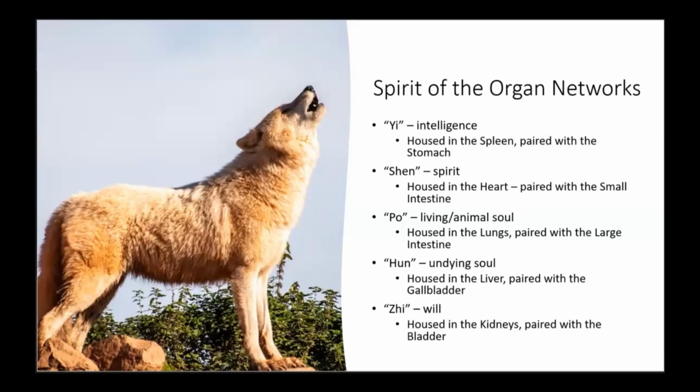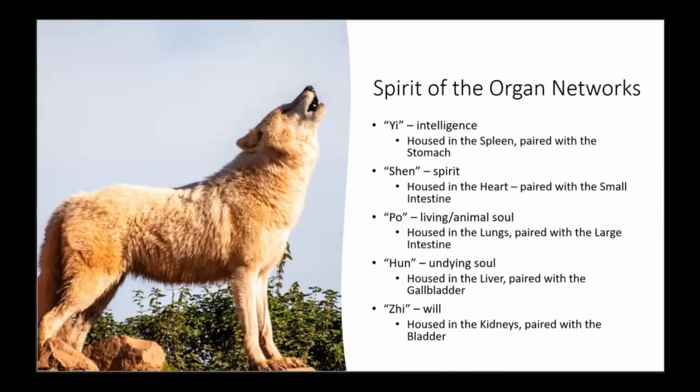That's it. End of my life, right? It's so direct. And so this mortality, this constant breath, the animal part of us that constantly keeps us breathing, keeps us alive, keeps that oxygen in our tissues, that's housed in the lungs, and its partner organ is the large intestine. The hun, or the undying soul, is in the liver.